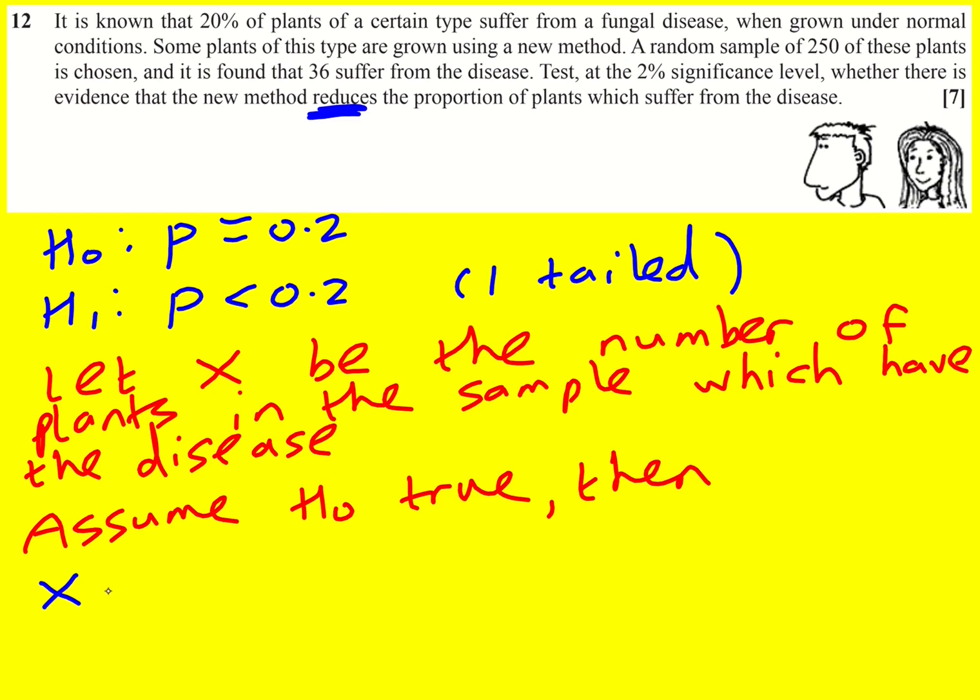So if H naught is true, then X is going to follow a binomial distribution because it meets the criteria for a binomial distribution. We've got a fixed number of trials. We've got this probability of success, which we're going to assume is the same every time, and events are independent and so on. 250 trials, and then we can say it's 0.2.